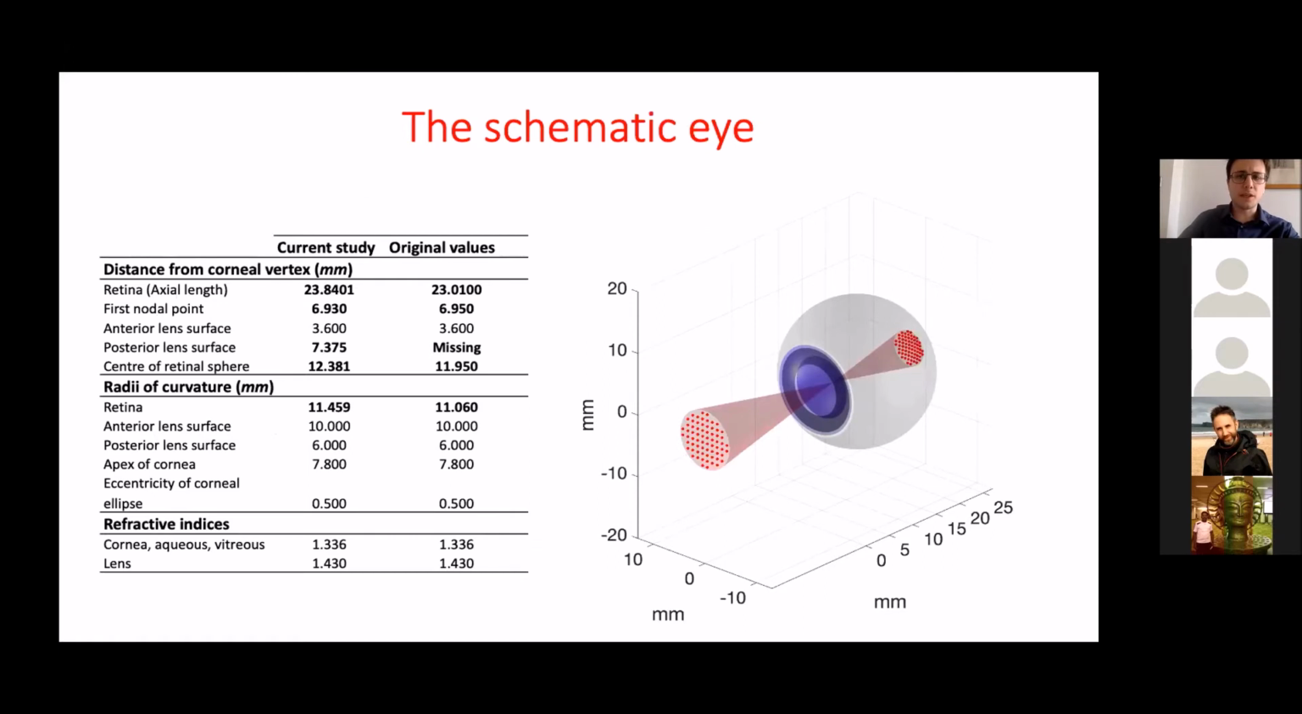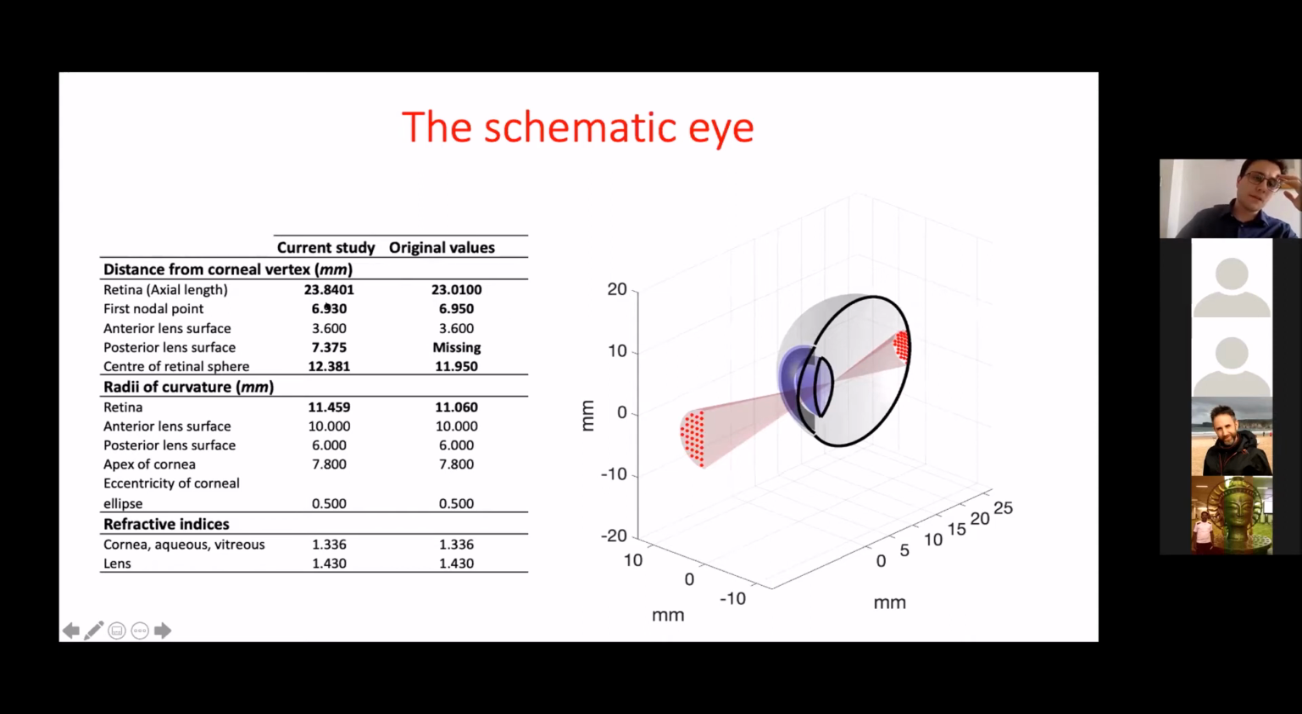So the first thing that we did, we tried to rebuild the schematic eye that they originally used for the model. And as you can see, if you cut the cross section through the model, you can see the different components. Mainly, this is made of just a layer for the cornea, a lens, and then the retinal sphere, which includes the retina and the sclera.